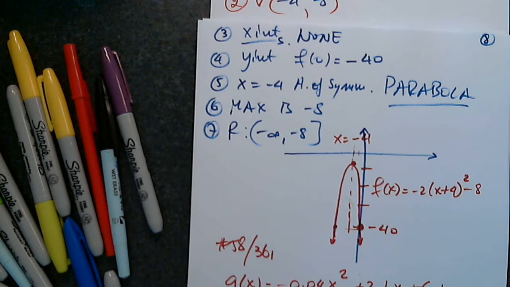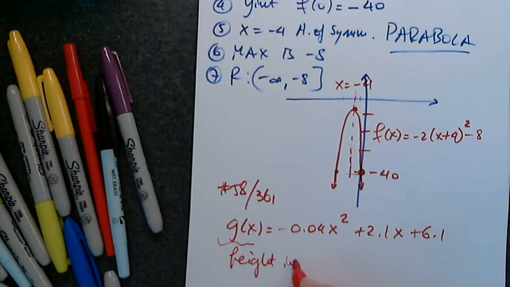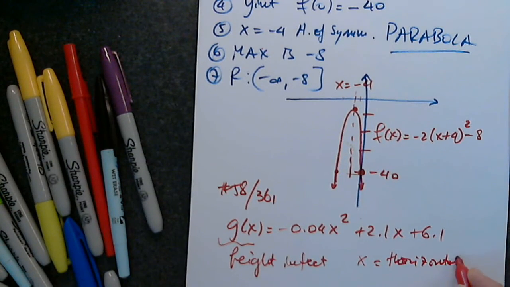Okay, here is the first question. G of x is a height in feet. X is the horizontal distance, also in feet.